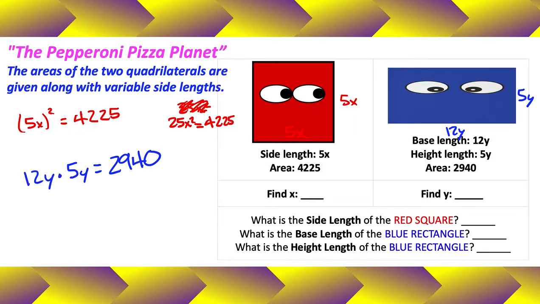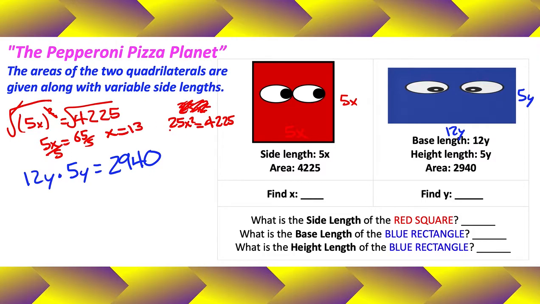Instead of actually squaring 5x, you can square root first. If you square root both sides, the square and the square root will cancel. You'll have 5x equals 65. It's pretty easy to solve. Divide by 5, divide by 5. X is going to equal 13.